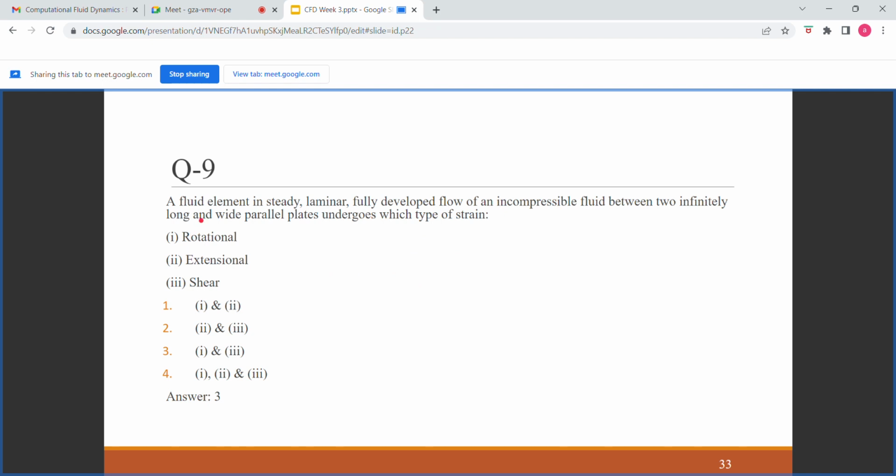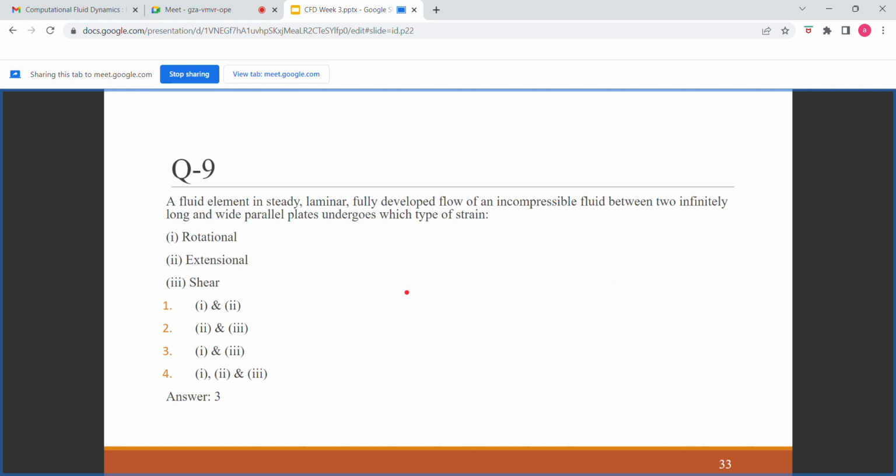So in question 9, it is given that a fluid element in a steady laminar fully developed flow of an incompressible fluid between two infinitely long and wide plates undergoes which type of strain? Consider flow between two parallel plates that are infinitely long. A fluid element in a steady, laminar, fully developed flow of an incompressible fluid between two infinitely long and wide plates undergoes which type of strain?